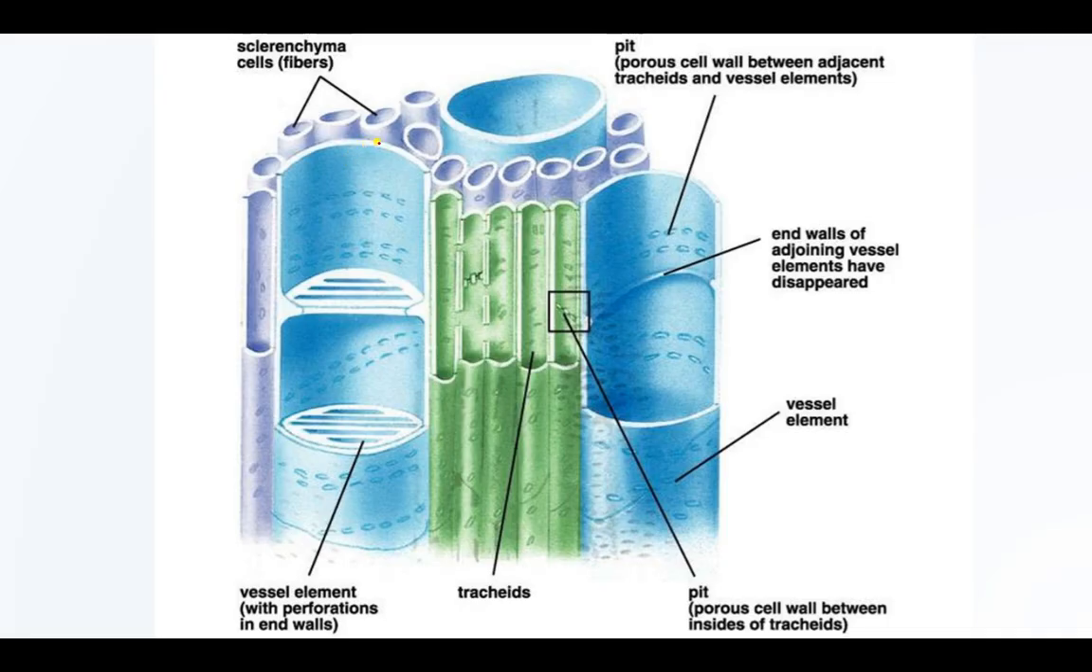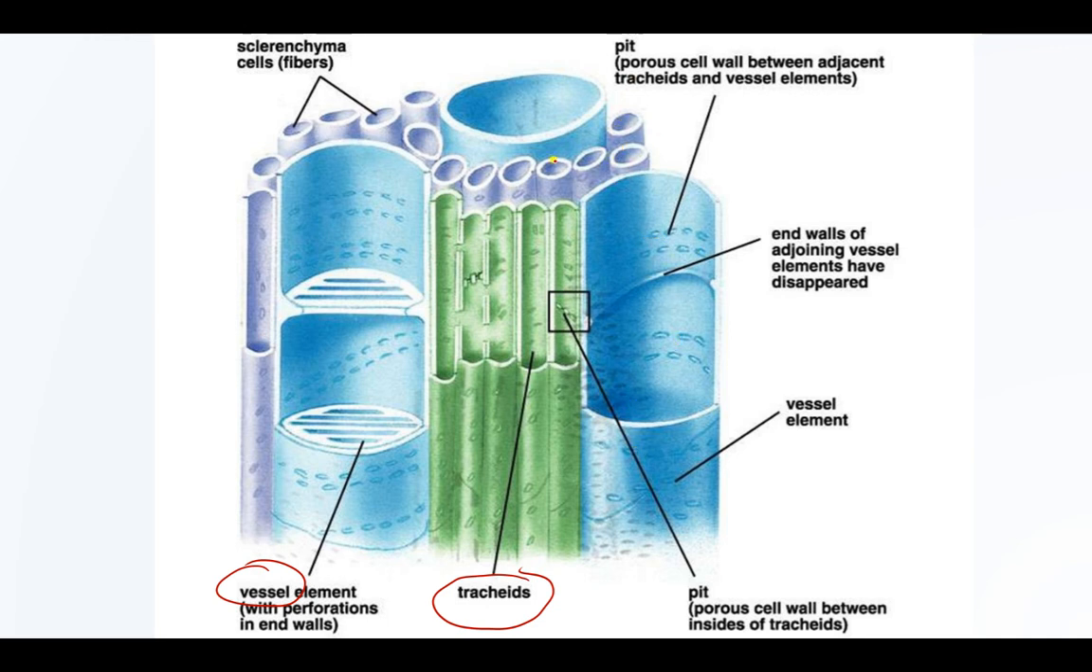This is one more image for xylem. You can see there are perforations and pits over here. Now these are the xylem vessels. They are vessels. And these are the tracheids. Now there are pits over here.